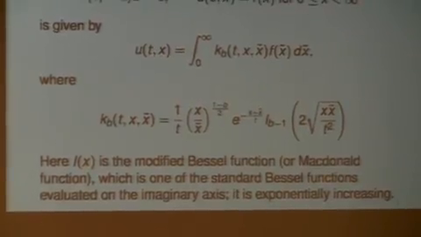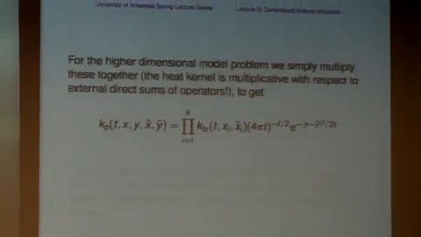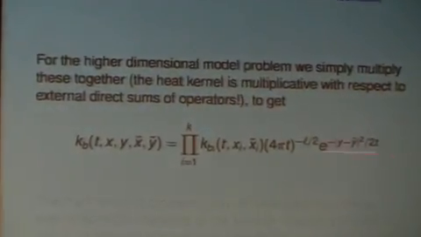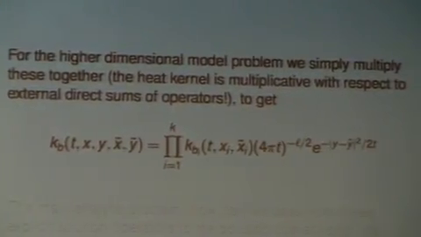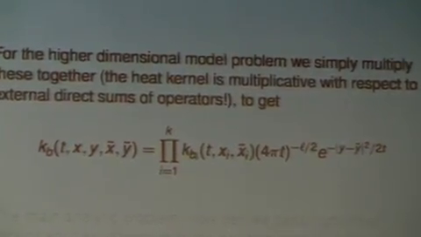Okay, so there's our very explicit operator. And for the higher dimensional analog, heat kernels are multiplicative, so if I take the model problem and just add a bunch of these plus a Euclidean operator, I just multiply the corresponding heat kernels. Okay, so that's it. There's a very explicit formula.